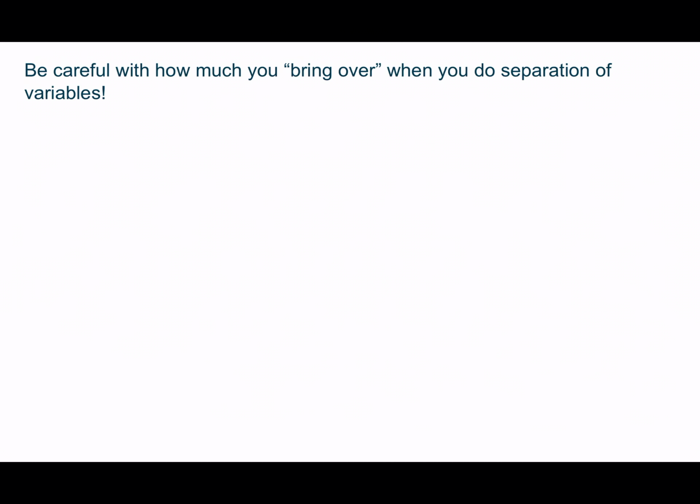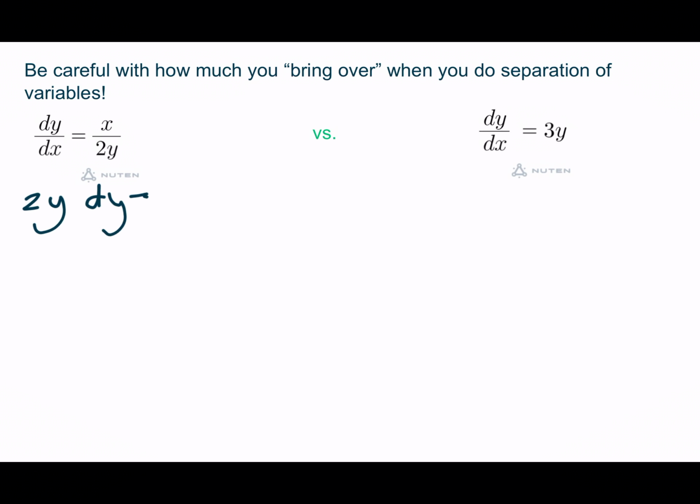I want you guys to be careful with how much you bring over when you do separation of variables. Okay, for example, let me show you the difference between two different problems. It's just for you to be aware of whether you're making your life harder or easier when you choose to bring over. So I want you guys to look at dy dx equals x over 2y versus dy dx equals 3y. Okay, if I do separation of variables with this first one, my instinct is to do almost like cross multiply by the 2y, multiply by the x. I'd end up with 2y dy equals x dx, and this is going to work out nicely for me if I do general solutions.